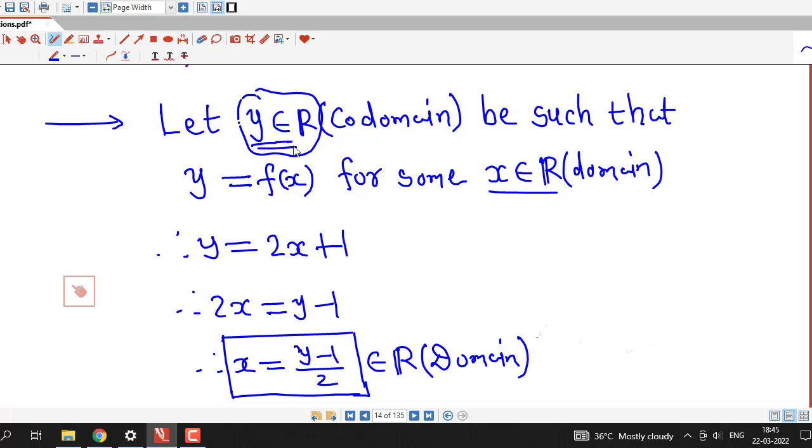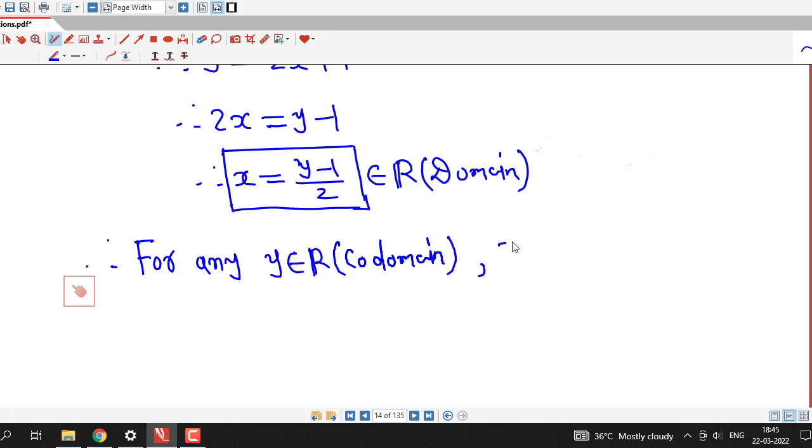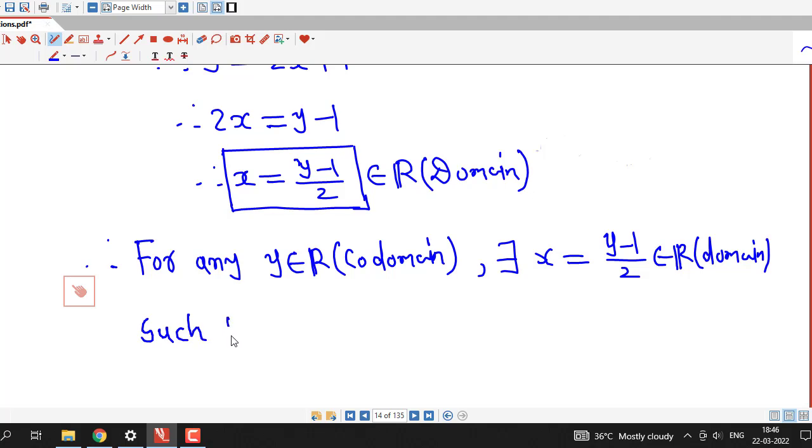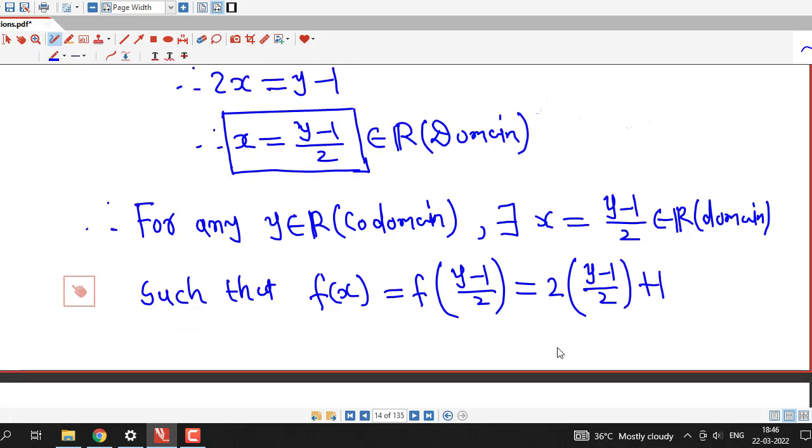And this y is arbitrary. So we can say that for any y in the codomain, there exists x equal to (y minus 1)/2 in R, the domain, such that we find f(x) equal to, with the value of x being (y minus 1)/2. f(x) is given by 2x plus 1. Instead of x, we have 2 times (y minus 1)/2, plus 1. Now 2 will cancel out and we have y minus 1 plus 1, that is y.